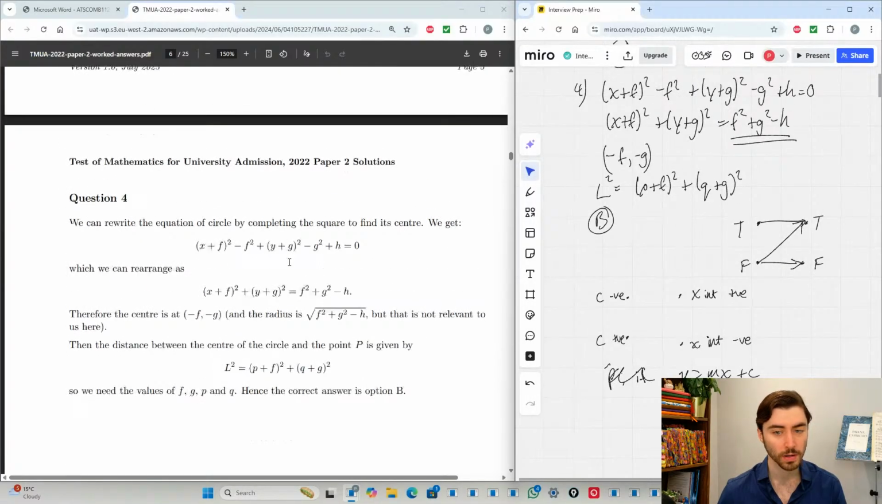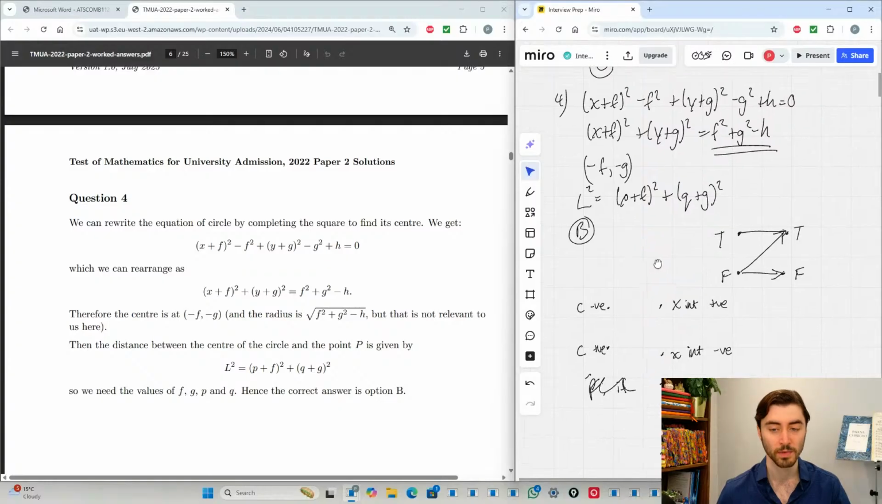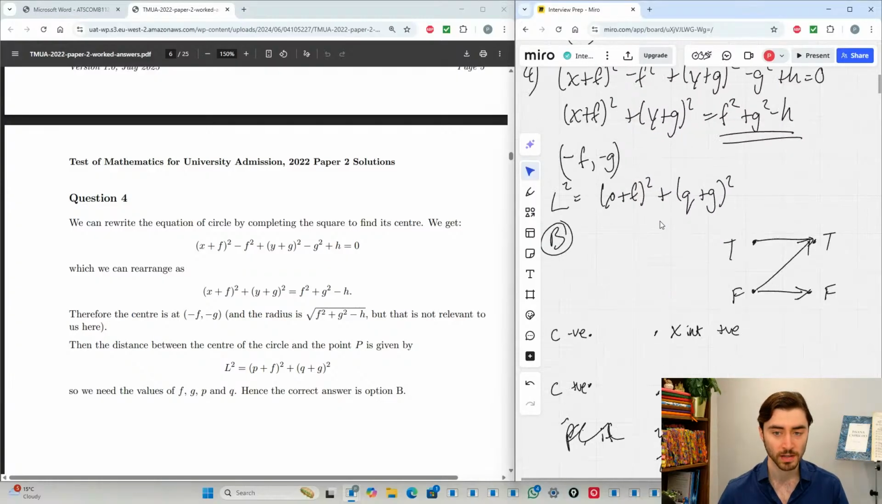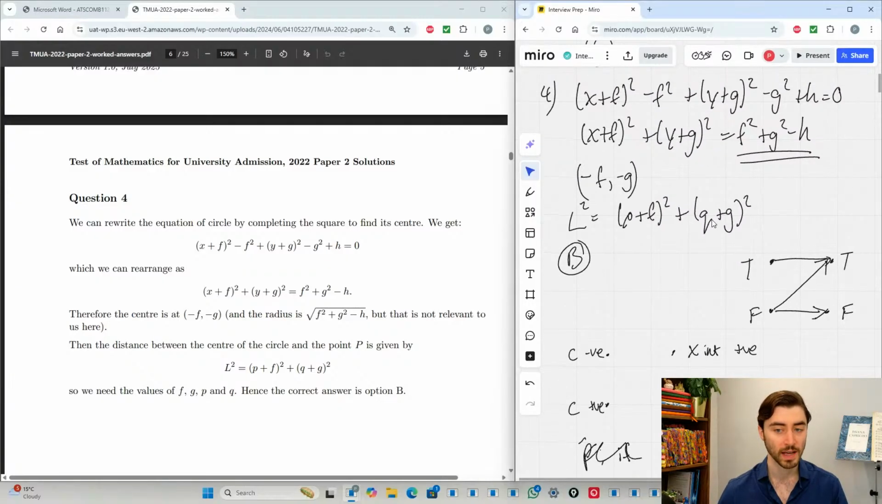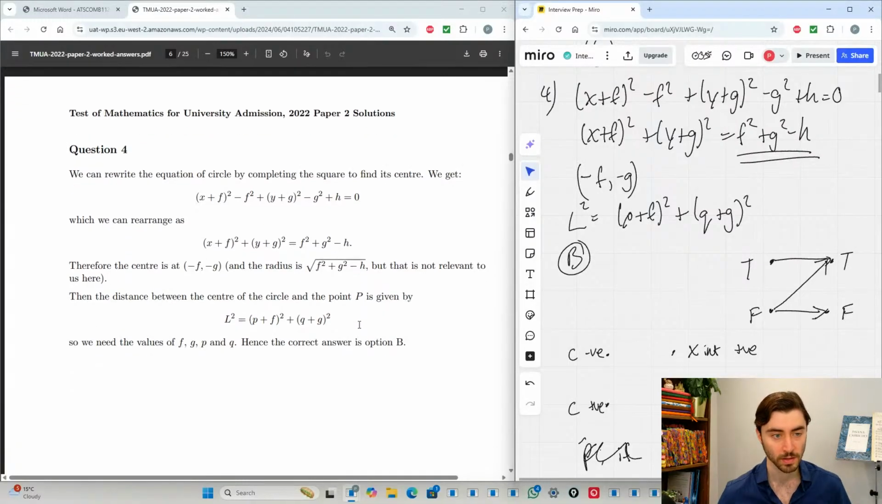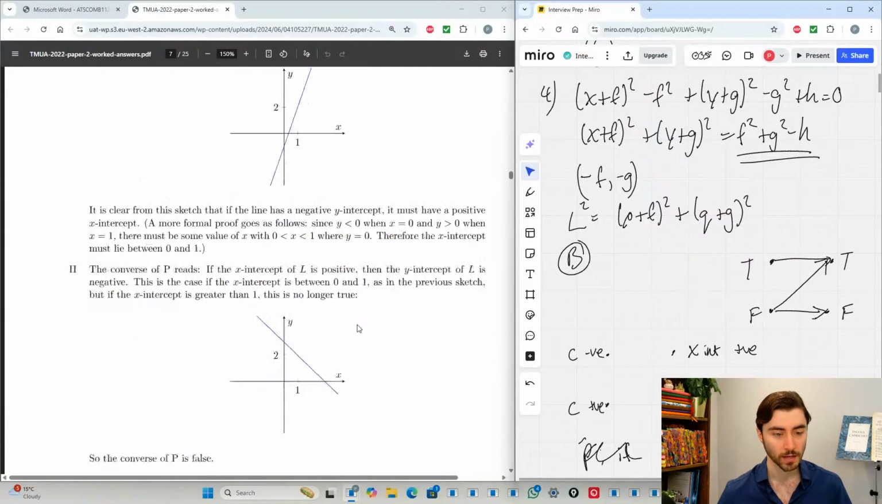Question 4. The option is B. Good. For exactly the same reason. I just got an expression for L squared. And then I needed PF, Q, and G, so that worked. Great.